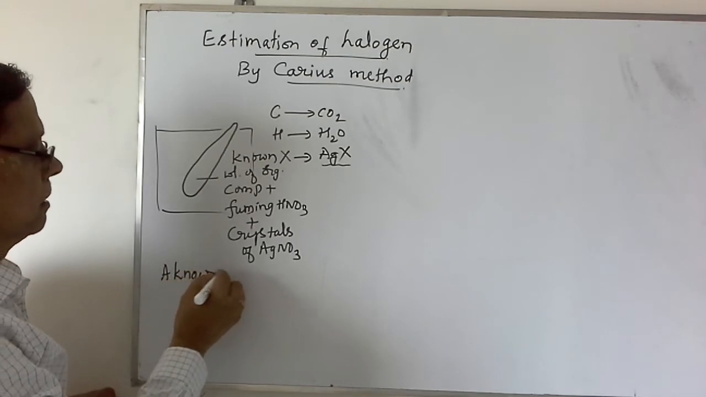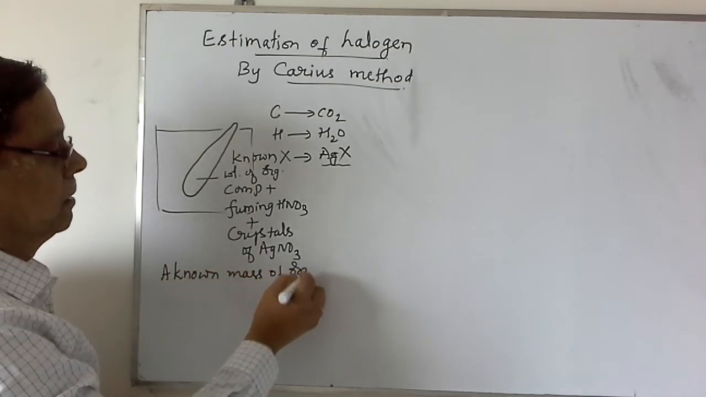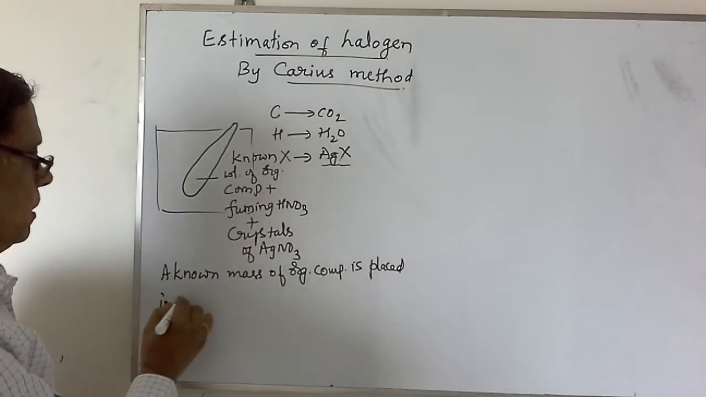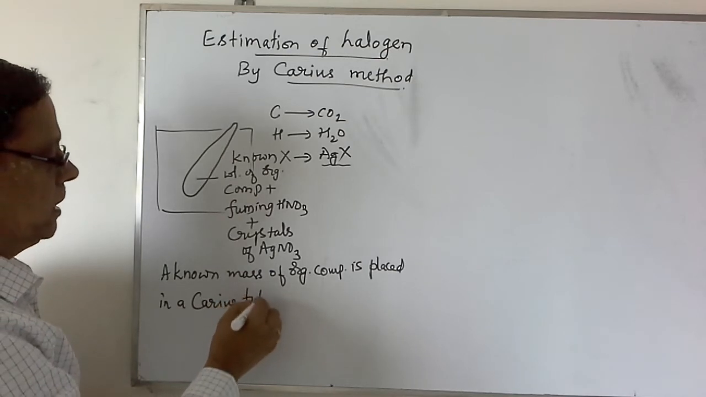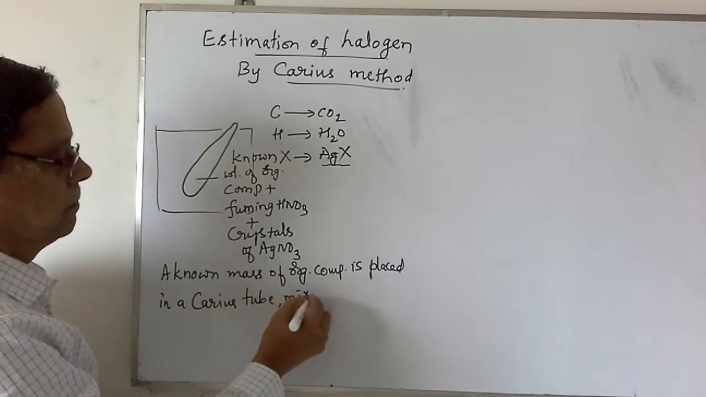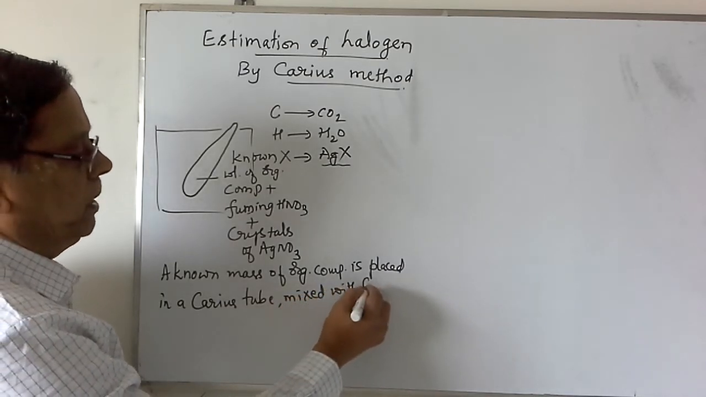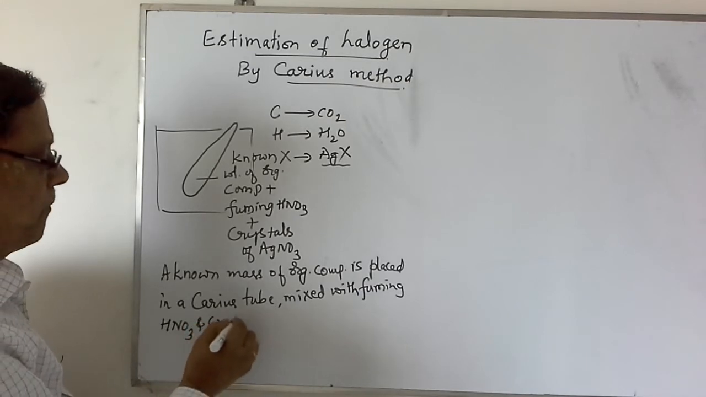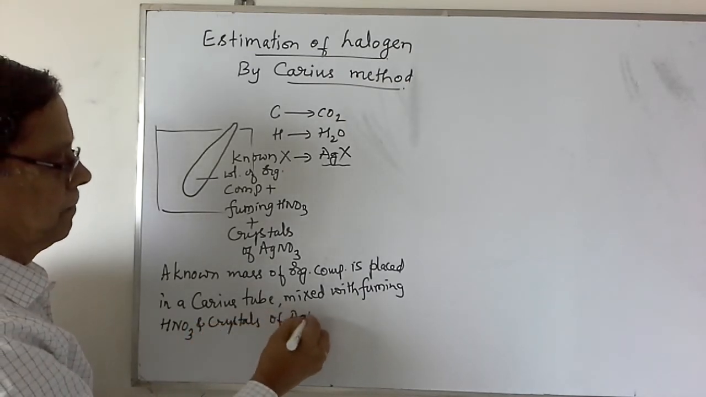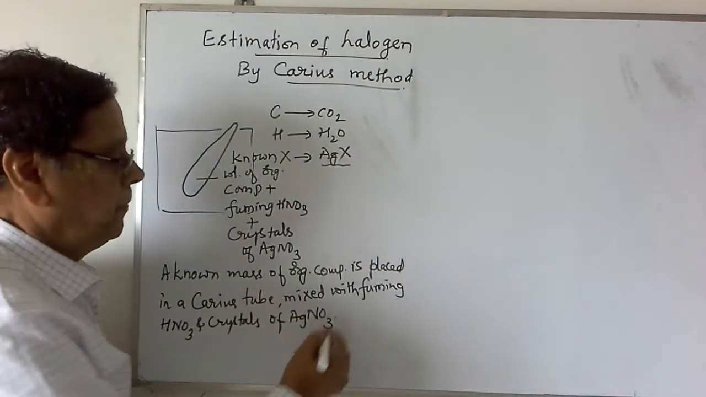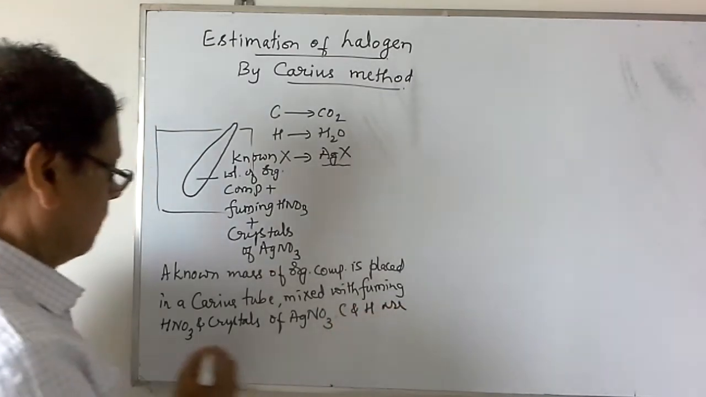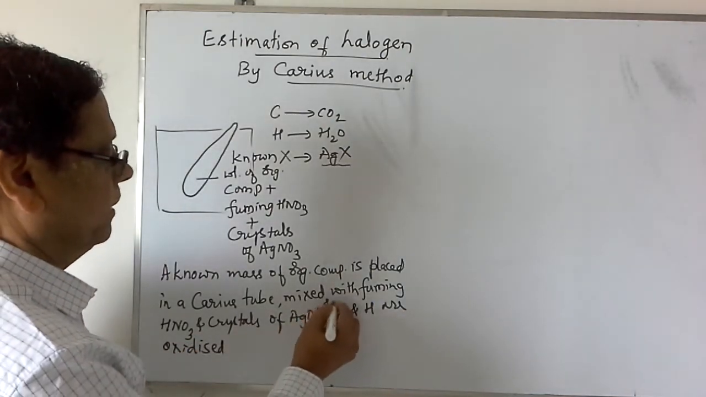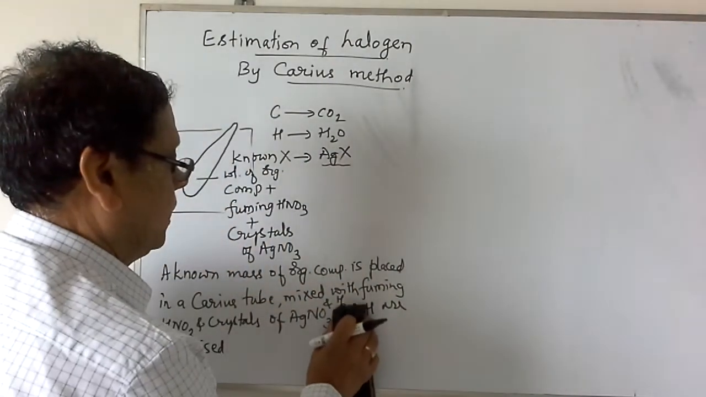A known mass of organic compound is placed in a Carius tube, mixed with fuming nitric acid and crystals of silver nitrate, and heated.